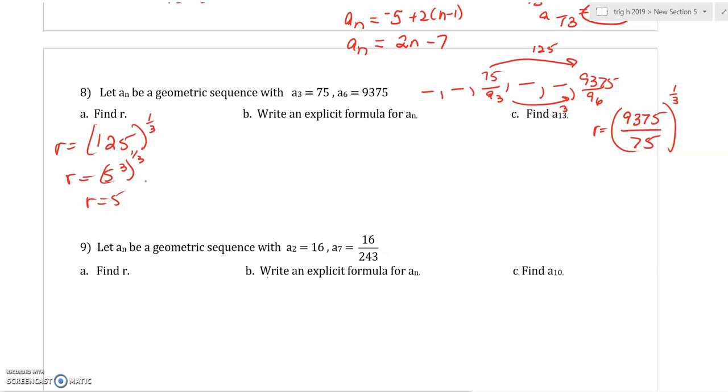Let's just test it out. If I do 75 times 5, I get 375. If I do 375 times 5, I get 1875. If I do 1875 times 5, I get 9375. So here's my explicit formula.